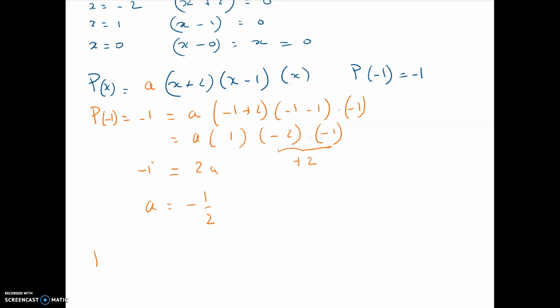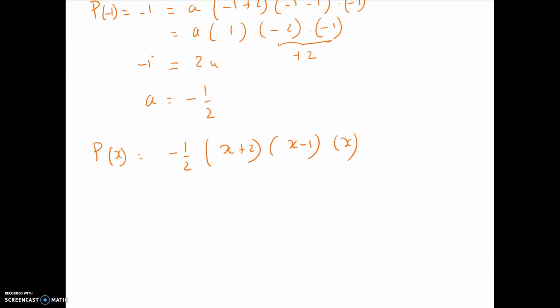Therefore, I end up having a polynomial p of x equals negative 1 over 2 times x plus 2 times x minus 1 times x. So the only thing I need to do is to distribute to find the expression of my polynomial. So if I do negative 1 over 2 times x plus 2, and I distribute the x to x minus 1, that gives me x squared minus x. And then I'm going to distribute this one and I do not change negative 1 over 2.